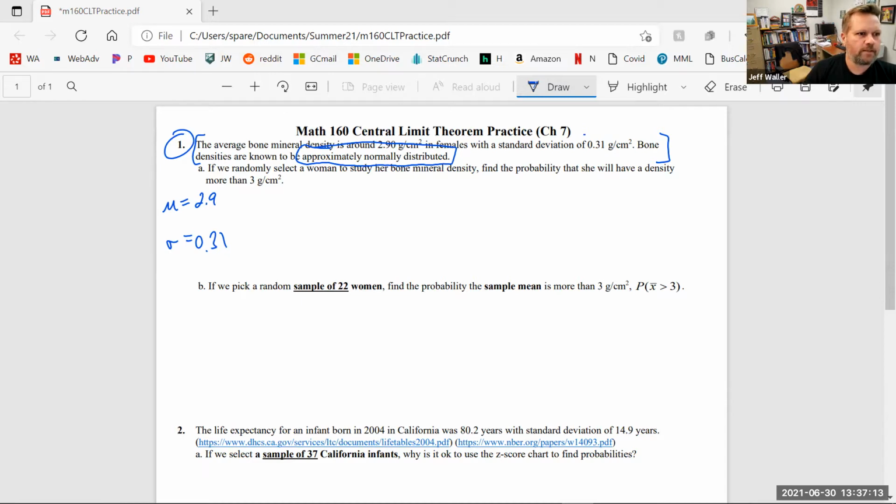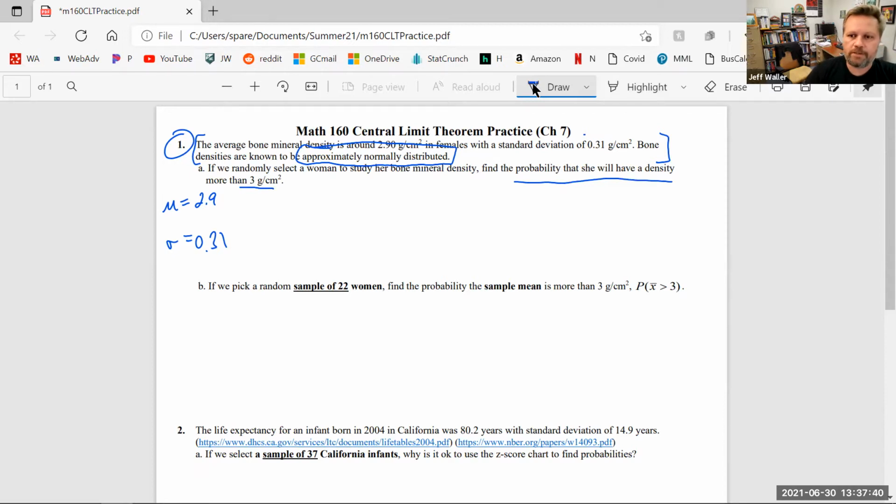I escaped. This first problem, when in fact, let's just do this first problem. I started doing the next step here, but I want you guys to be with me. So how would I do this first problem? This first problem is a chapter 6 problem. There's no samples being taken. So it says, find the probability she will have a density more than 3.